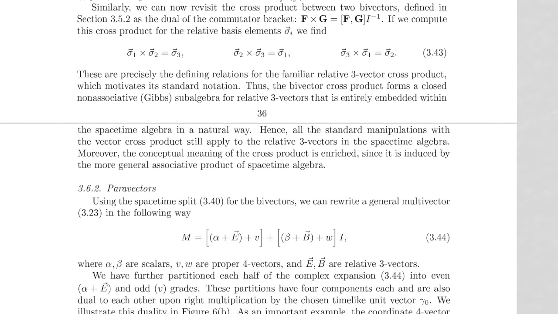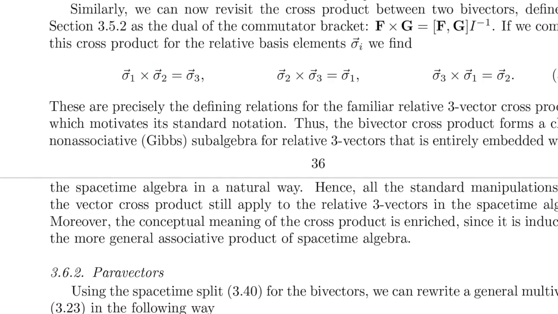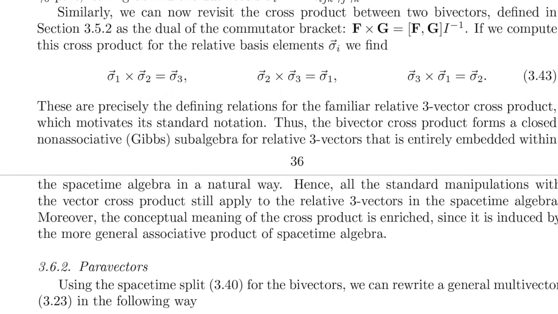So now returning to the actual statement, the bivector cross product defined in this way, they're saying that if we compute that bivector cross product for our three relative bivector basis vectors, we will get these expressions here, which are cross products obeying the right-hand rule. 1 curled into 2 gives you 3, 2 curled into 3 gives you 1, 3 curled into 1 gives you 2.